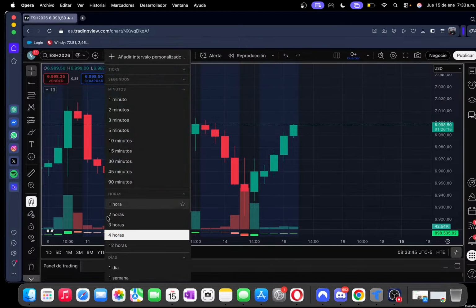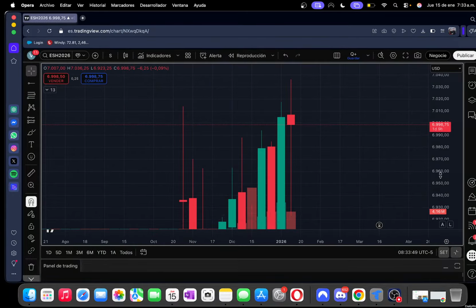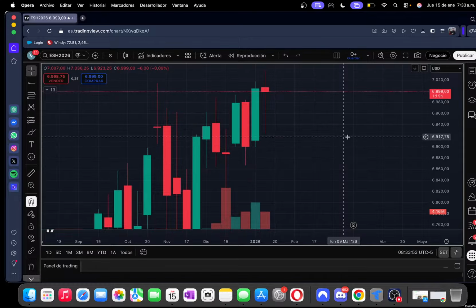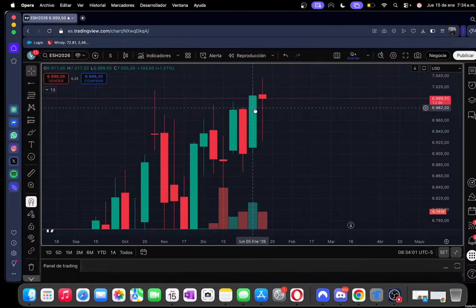I'm going to start on the weekly. It's a learning purpose, okay? On the weekly, this is the weekly time frame on ES. So I have this candle here. What do you see? This candle hasn't been mitigated completely. We still have missing this part here.